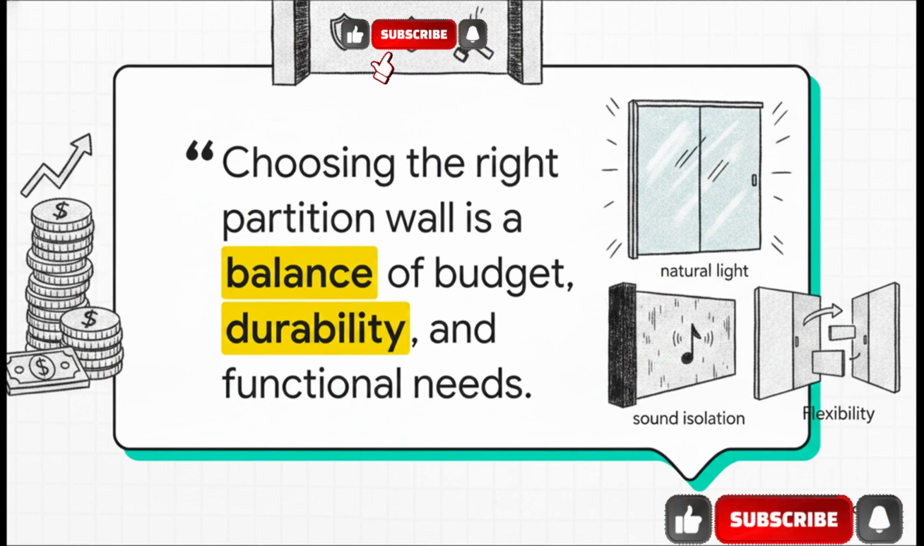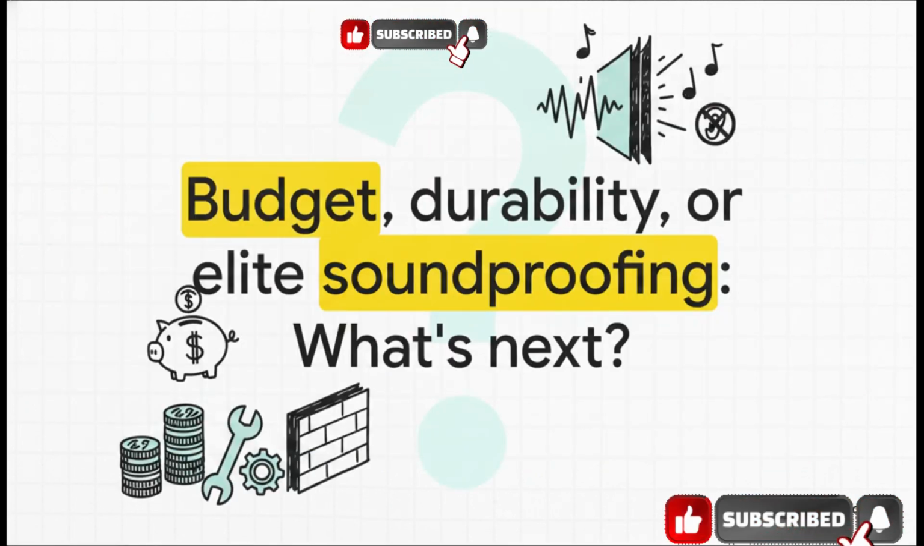It depends entirely on whether your priority is maximizing natural light, achieving that elite sound isolation, or maintaining the flexibility to reconfigure your workspace as things evolve. So I want to leave you with this, to think about as you look around the rooms you're sitting in right now. Budget, durability, or elite soundproofing. What does your space actually need next? Once you understand the true anatomy of a building, a wall is no longer just a barrier, it's a tool.